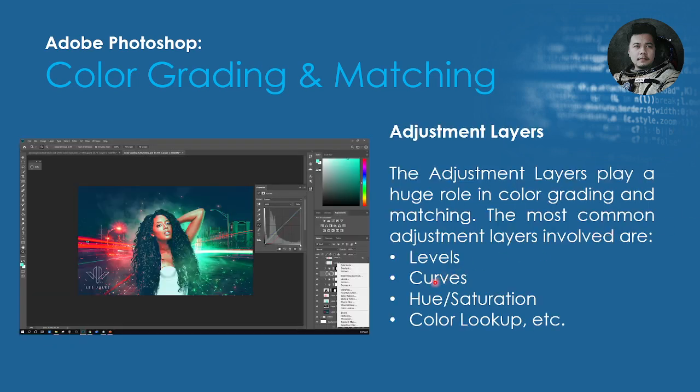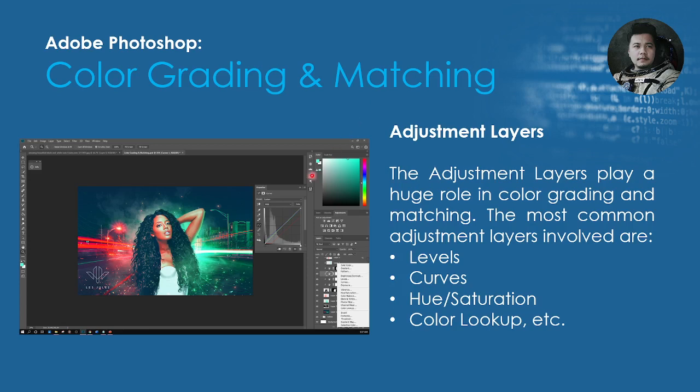So for color grading and color matching, the most important thing that plays a huge role in doing so are the adjustment layers. Again, the adjustment layers play a huge role in color grading and matching. The most common adjustment layers involved are levels, curves, hue and saturation, color lookup, etc. Almost all of the adjustment layers play a big role in color grading and matching, but these are the most common. And perhaps these are the color adjustments that we are supposed to master for us to master color grading and matching.